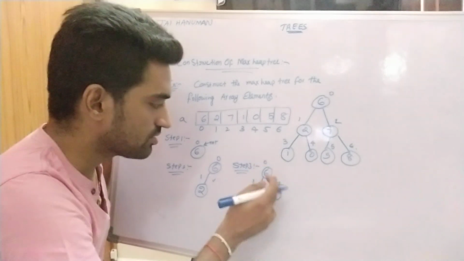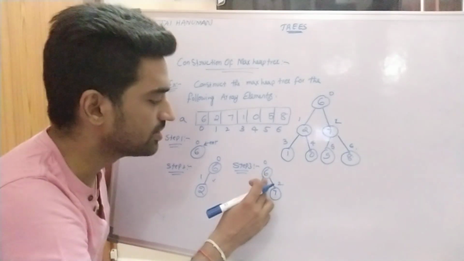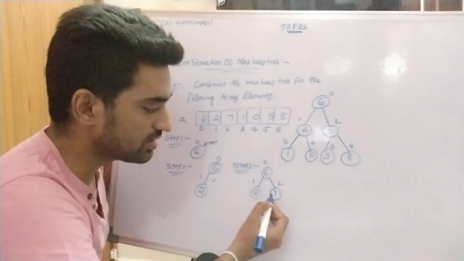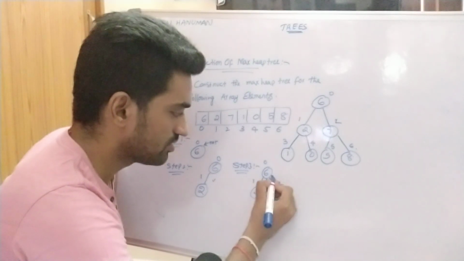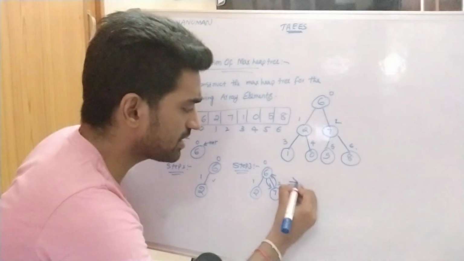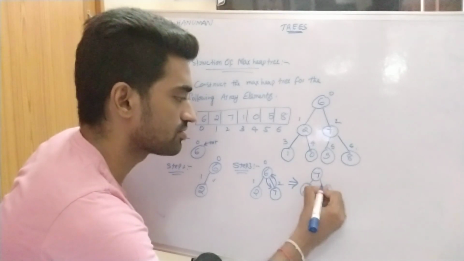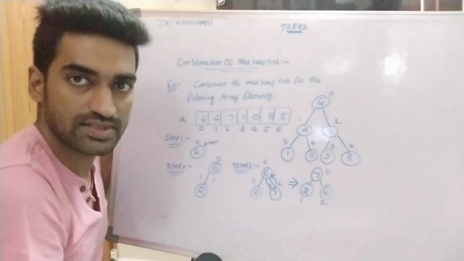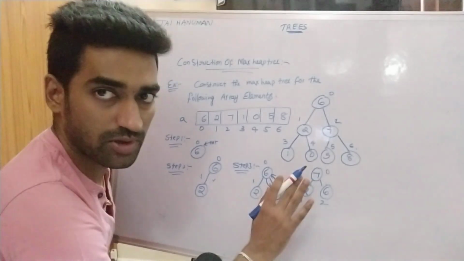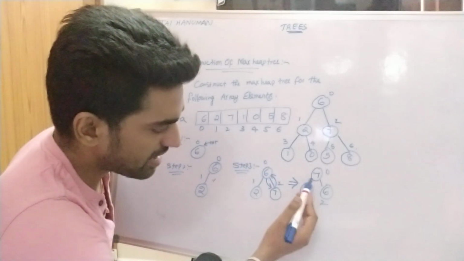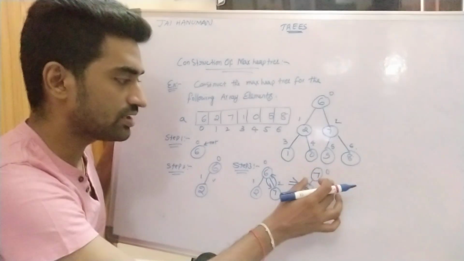Now check whether this tree satisfies the max heap tree property or not. What is the max heap tree property? Root node is always greater than its children, but here the child has a greater value when compared to the root. So that's why we apply the swapping procedure between these two elements. Now the tree becomes 7, 2, 6. Now check whether this tree satisfies the max heap tree property or not. This tree satisfies the max heap tree property. Why? Because the root node is always greater than its children. So we can insert one more node into this tree, right?